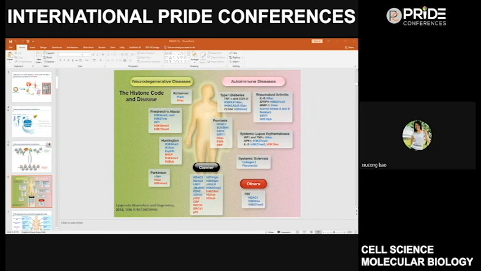So this is a model we proposed. Maybe SIRT7 can recognize the glutathionylation after the DNA damage and remove it. And then the chromatin can condense and compact heavily, and then initiate the DNA damage repair process. So this is the whole picture for the histone lysine glutathionylation.